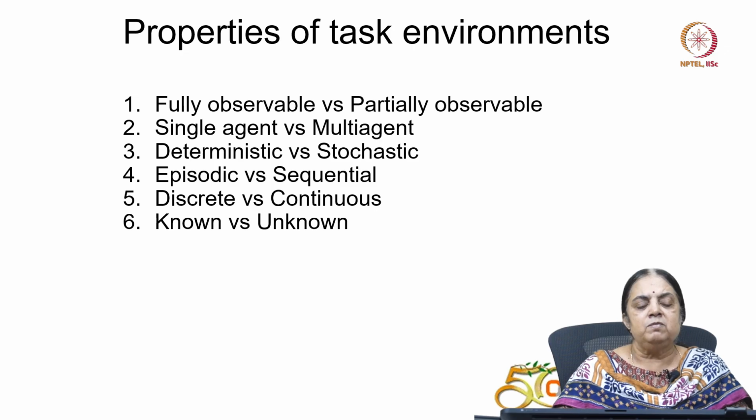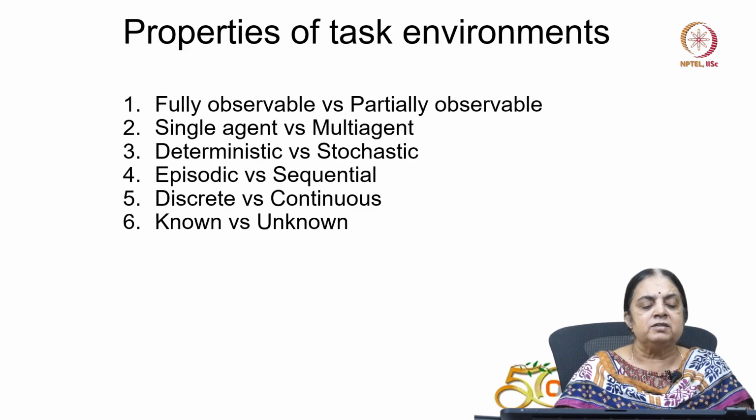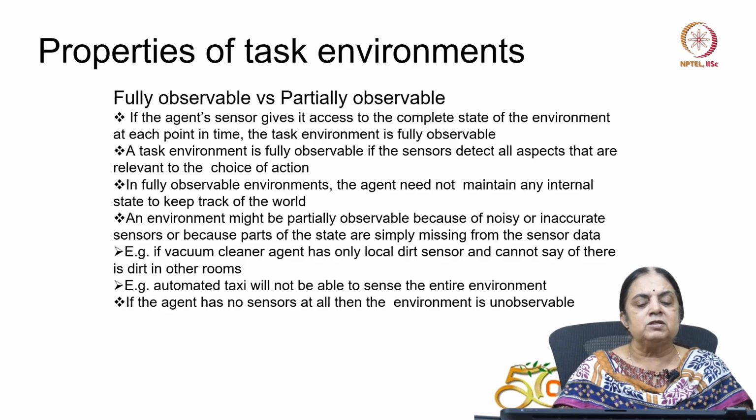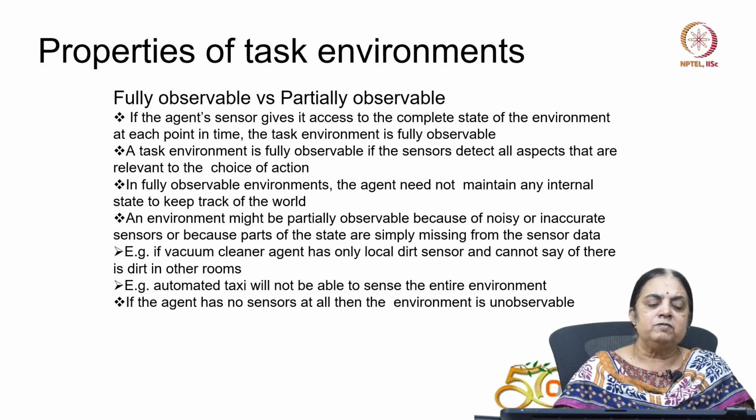So the environment may be fully observable or partially observable, may be single agent, multiple agent, deterministic or stochastic, episodic or sequential, discrete or continuous, known or unknown, right? So if we look at the properties of task environments, first, fully observable versus partially observable. In some cases, the environment is fully observable.